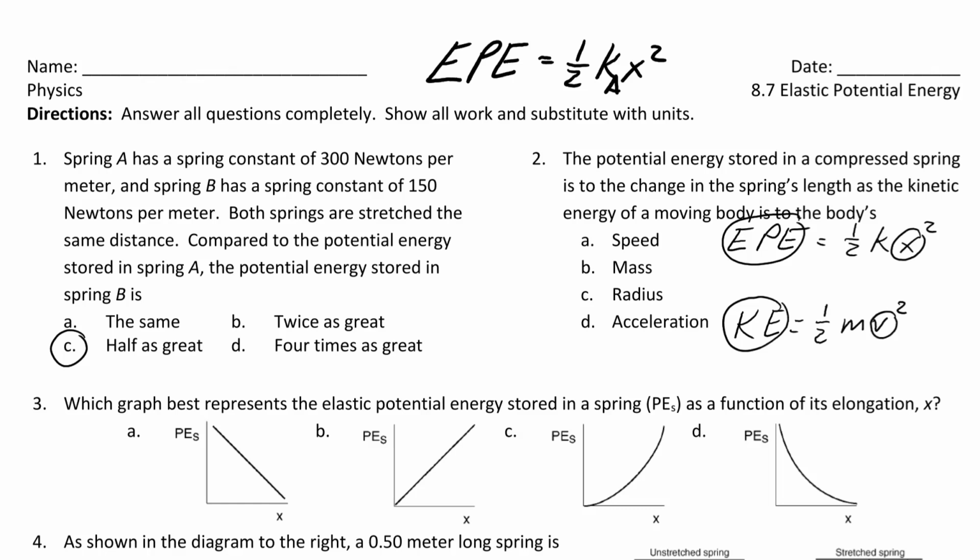Same as this. Do you see the similarity between these equations here? All right, so there's a relationship here. They're comparing it. So change in the spring's length, x, is similar to v, the velocity, or the speed. So it's choice A. All right, that's a good question.